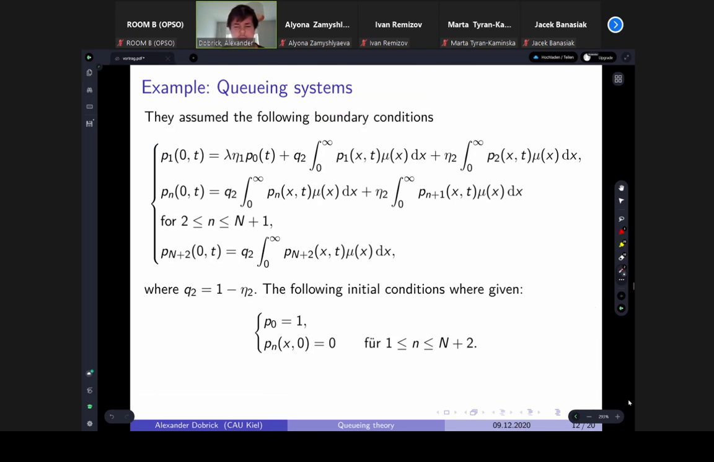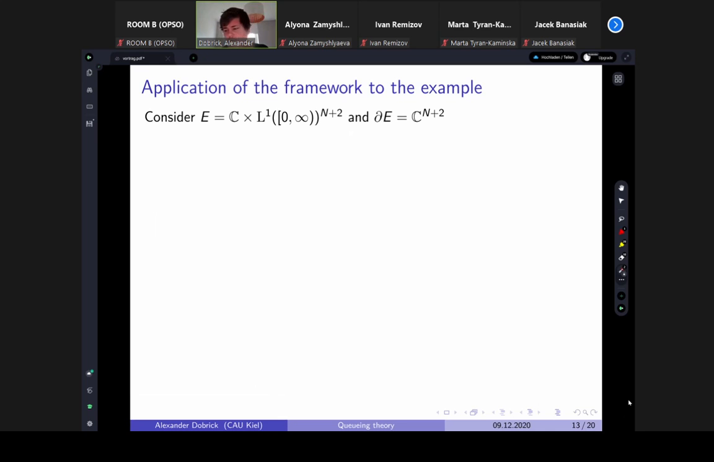And then you have the following initial conditions. At t equals naught, the buffer is empty, and the first machine starts to produce. So this is the most interesting initial condition for that system. And now one has to fit it into our framework to use the theorem. So one just considers the following space, just ℂ times such an L1 space. And our boundary space will be ℂ^(n+2).